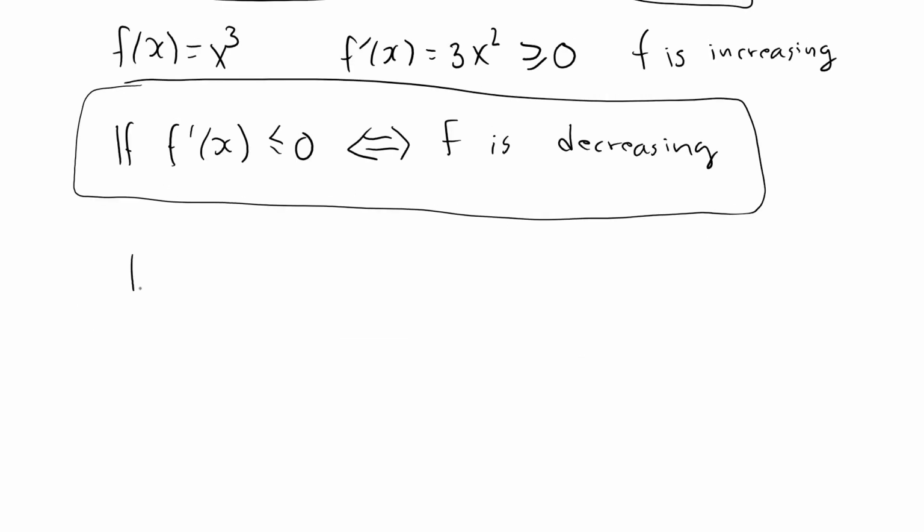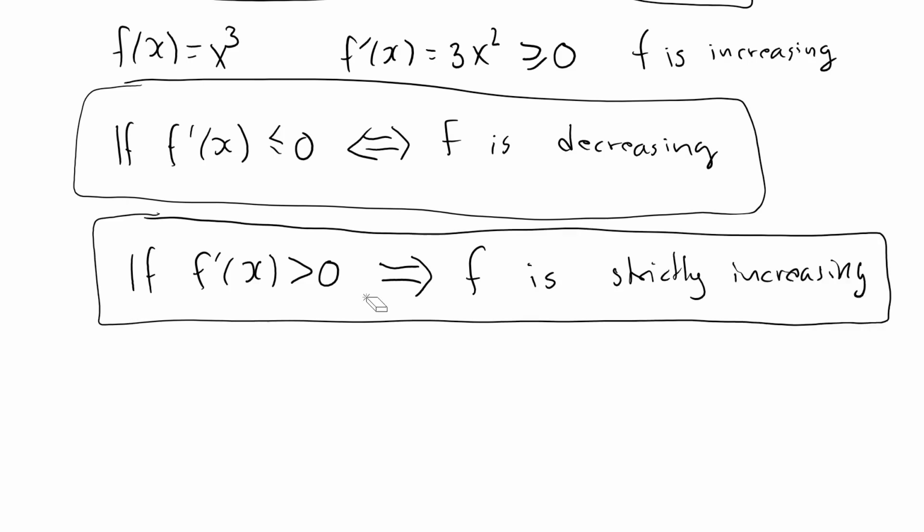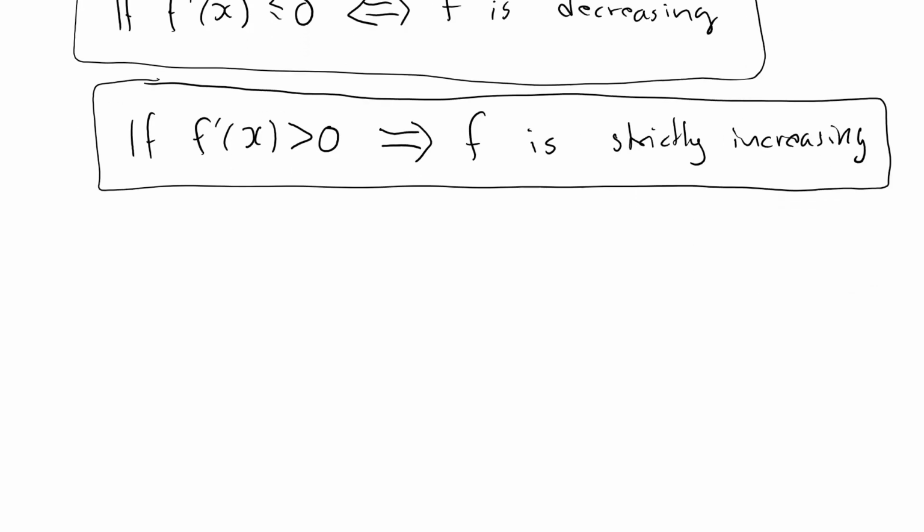Here we have the following result. If f prime x is strictly greater than 0 everywhere in the domain, it will then follow that f is strictly increasing. Here, it's super important that the implication only goes from the left to the right. It does not go from the right to the left. This means that if f is strictly increasing, it will not follow that the derivative is strictly positive everywhere. But let's get back to that point in just a little bit.